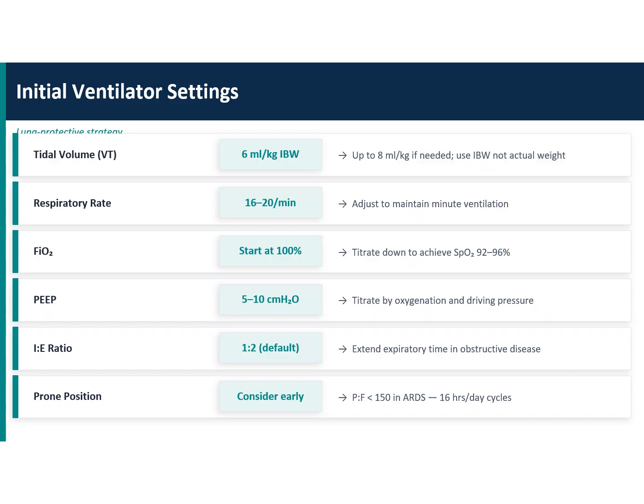This is one of the ways where people still use the ARDSNet protocol, but it is not very scientific anymore after 2 decades from what we used to do. Then we want to put a PEEP. So how to adjust PEEP is a big question.